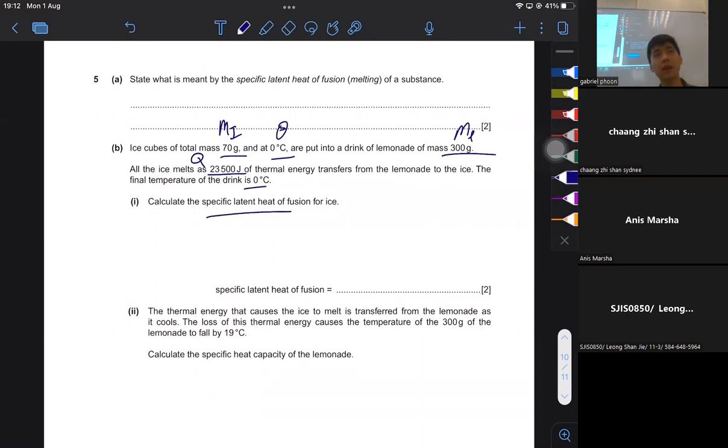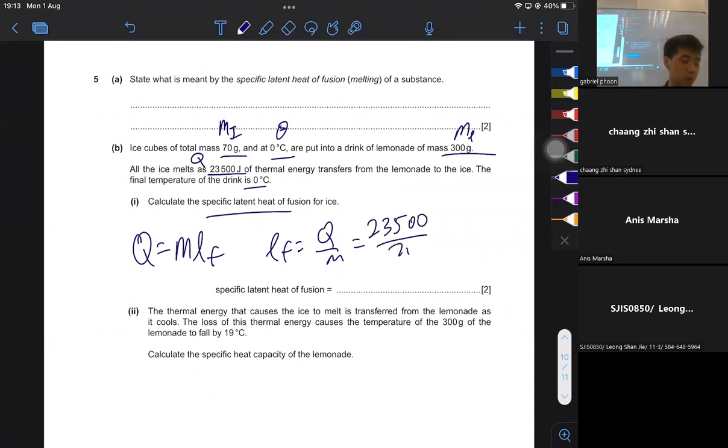Calculate specifically the need. If there is no change in temperature, then naturally the only formula is going to be Q equals to m L_f, right? In this case here, L_f would be equals to Q over m. So my question is, which is the m? Is it the 70 or is it the 300? Good. It is the 70, because it is the ice, guys. So you're supposed to use the 70 instead of the 300.